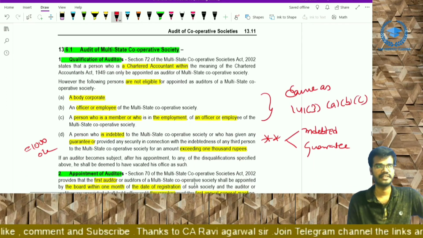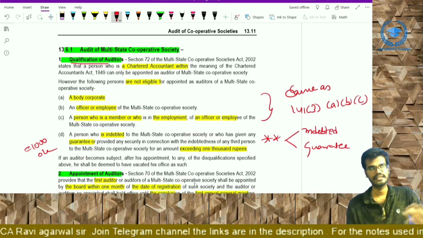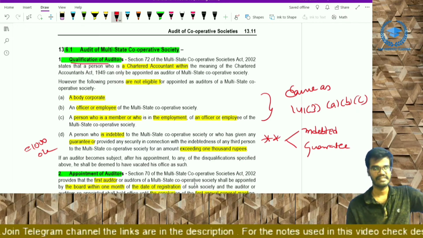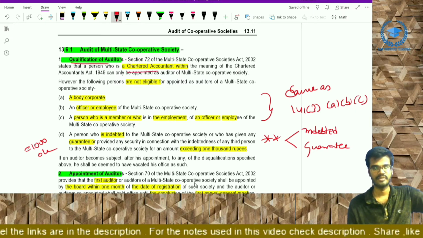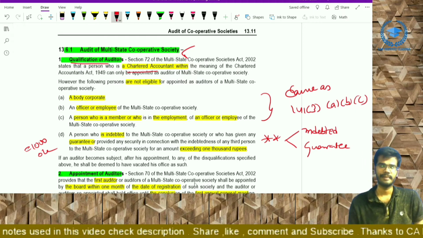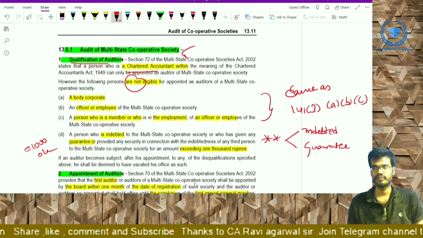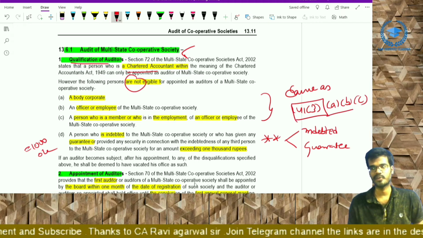And coming to our next one, that is the qualification of auditors. What is the qualification of auditor? As I said earlier, it is similar to our Companies Act 1956. The chartered accountant only is eligible for being auditor of a Multi-State Cooperative Society, but the following persons are not eligible. The following persons have been defined in 141 subsection 3 ABC. The same points are there.